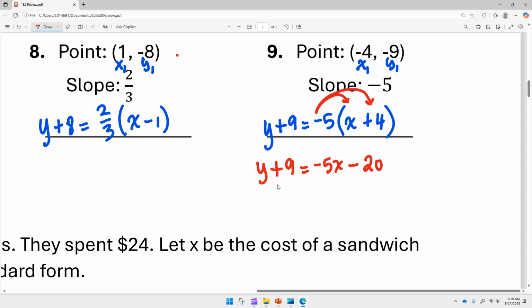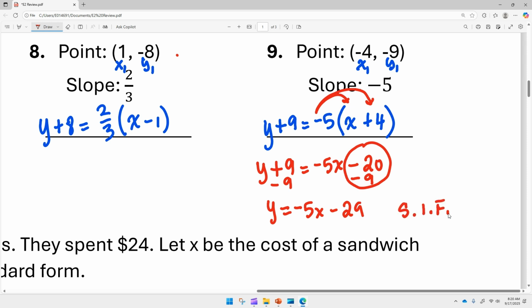We're now going to move the 9 with the y so that it says y equals. So we're going to subtract the 9. I'm going to put the 9 underneath the 20 because I know I can combine those two terms. So then that becomes negative 5x minus 29. So we have written this in slope intercept form and point slope form.